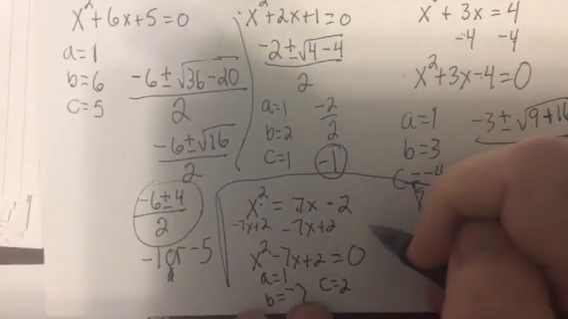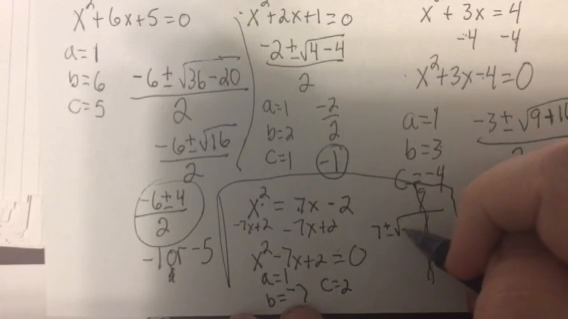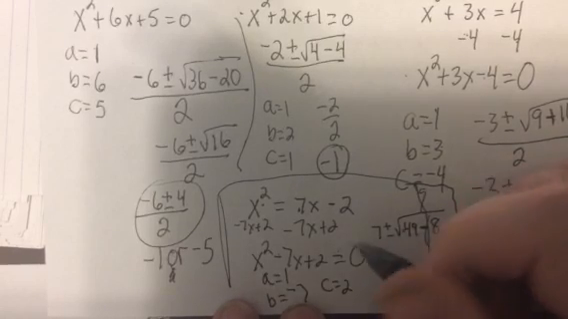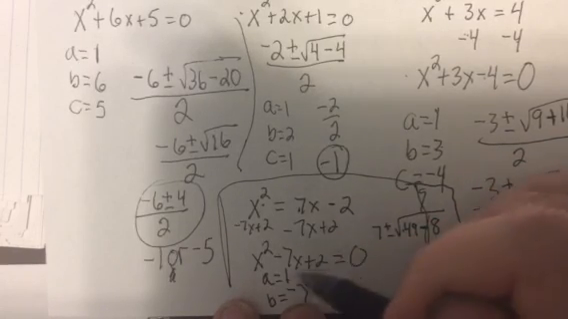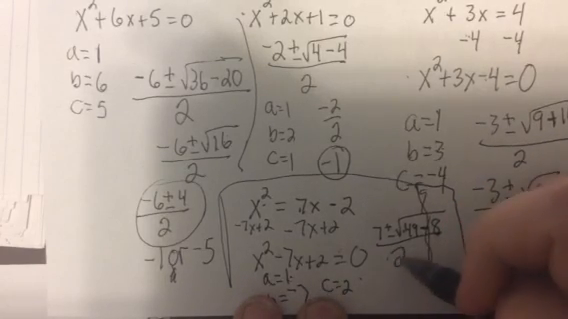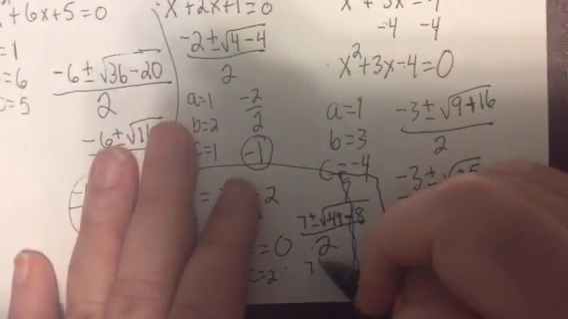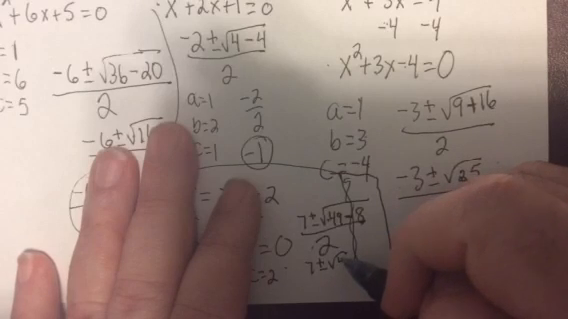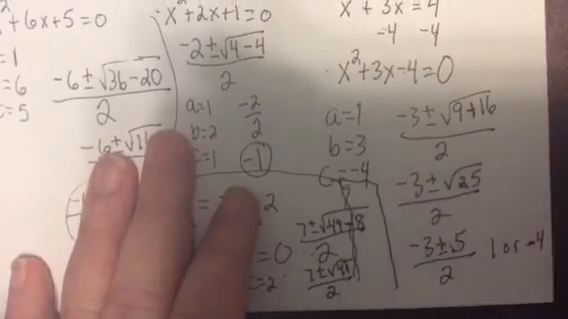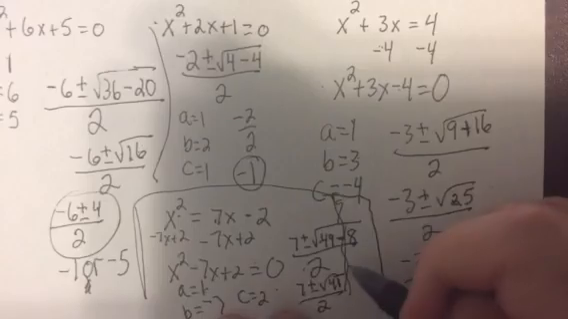So negative b would be 7 plus or minus the square root of b squared would be 49 minus 8 for 4ac. 4 times 1 times 2 is 8. All over 2a. A is 1. So it'd be 7 plus or minus the square root of 41 over 2. What do you square to get 41? Nothing. 6 squared is 36. 7 squared is 49. So that's your final answer.